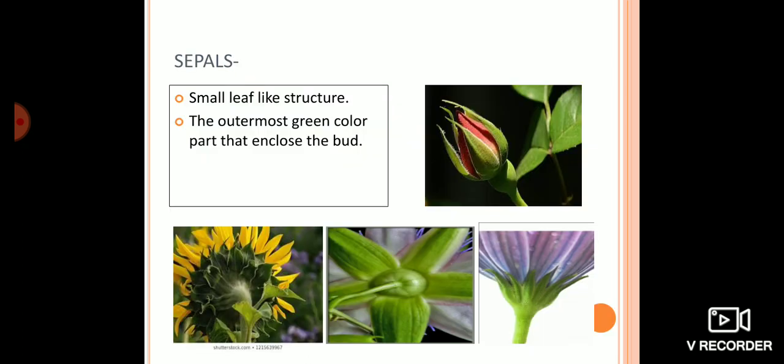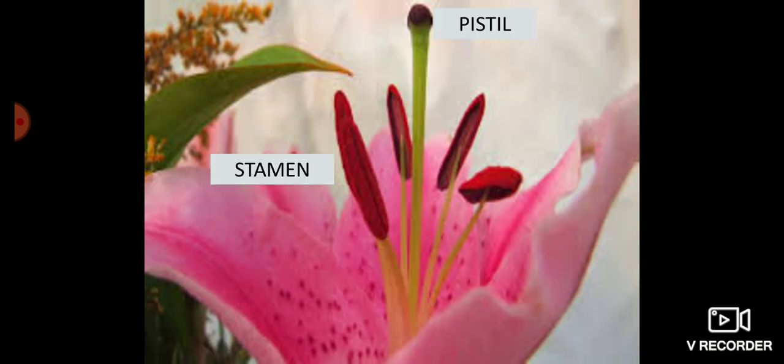The second one is the sepals. Sepals are small leaf-like structures, generally green in color, the outermost green part which encloses the bud. So sepals are the outermost layer of the flower. They protect the flower in the bud stage. They are usually green in color. This is about the sepals. Next, again you can see here in the flower, this is the pistil and this one is the stamen.